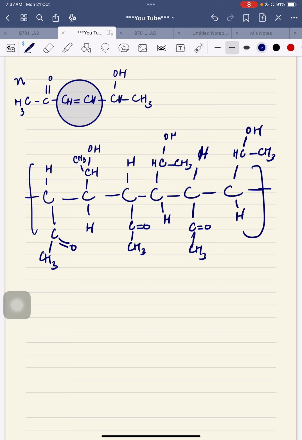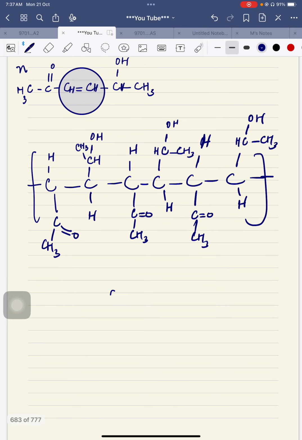all of the combinations will be used as they are, just shifting the carbon-carbon double bond into a carbon-carbon single bond, and the remaining part will remain the same. So you can write this. This is a polymer, and now we are going to write the monomer. This is one carbon atom, the second carbon atom, and that's it.